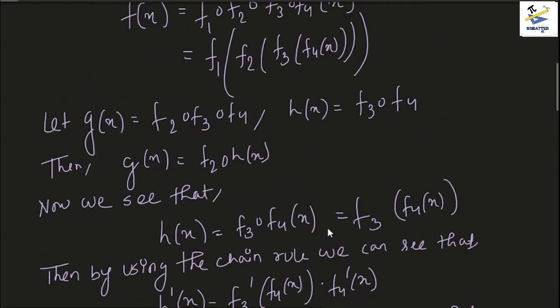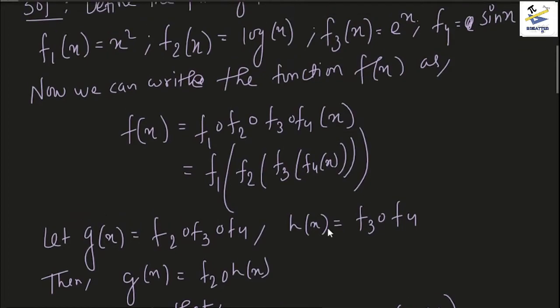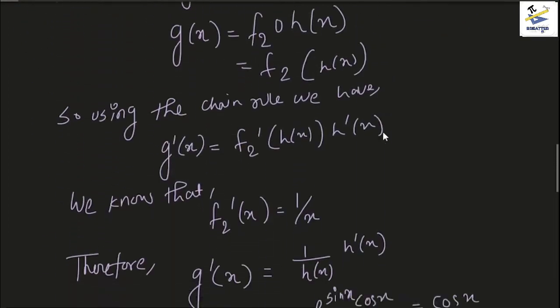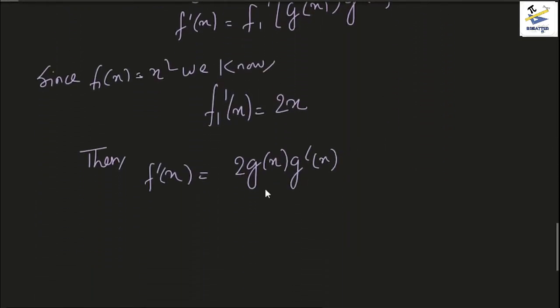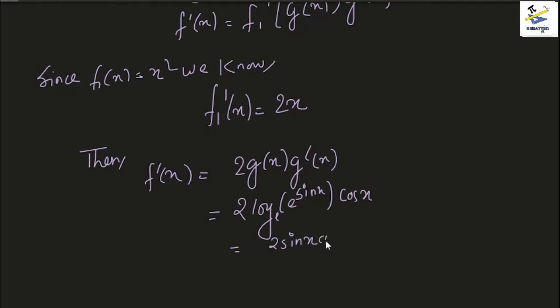Now what was g of x again? g of x was f2 of f3 of f4, so it was log of e to the power sin x, right? And g prime x was just cos x. So this was 2 into log of e to the power sin x, and this was just cos x. And since log of e to the power sin x is just sin x, this becomes 2 sin x cos x, which just gives you sine of 2x, which is a multiple angle formula. It's a double angle formula here, which is our answer.